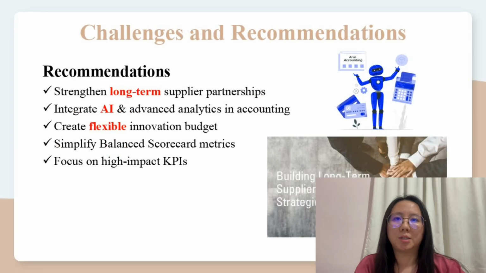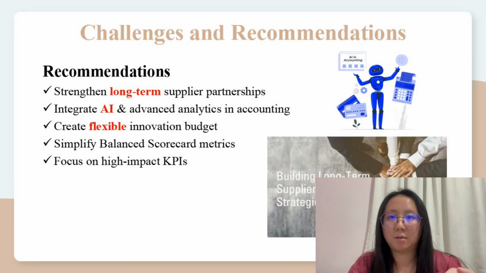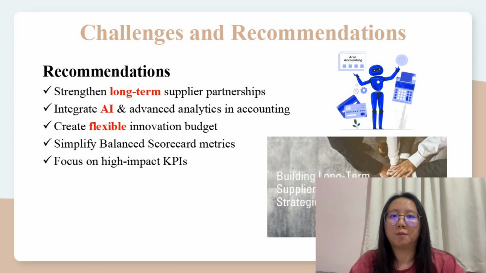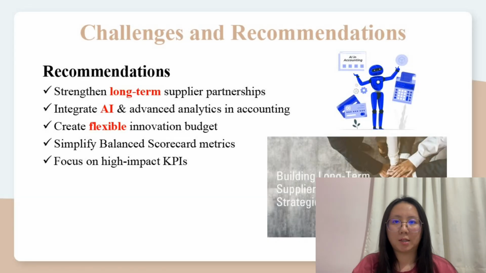To address these challenges, several recommendations can be proposed. First, IKEA should focus on strengthening long-term partnerships with suppliers rather than only emphasizing cost reduction. Second, IKEA can improve its management accounting system by integrating artificial intelligence and advanced data analytics. Third, IKEA may introduce a flexible innovation budget. This means allocating dedicated funds for experimentation and product development outside strict target cost limitations. Finally, IKEA should continuously simplify and prioritize its Balanced Scorecard metrics.